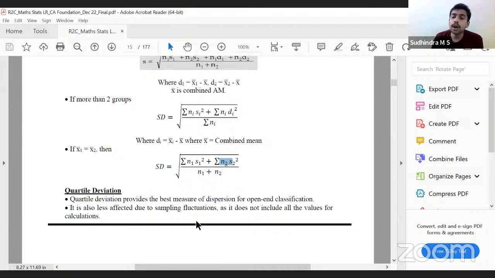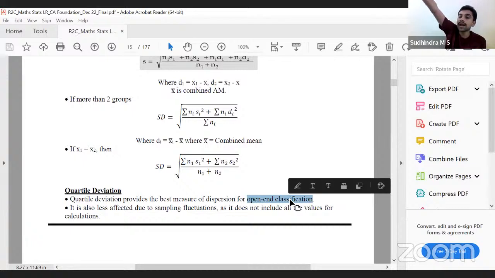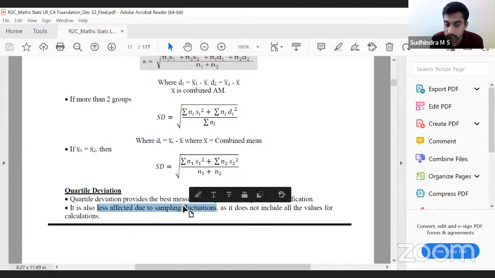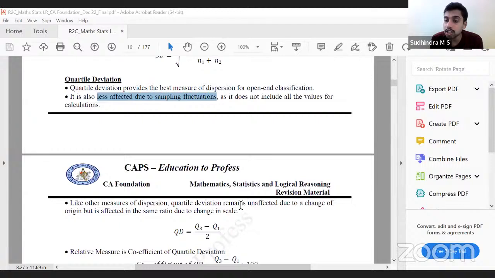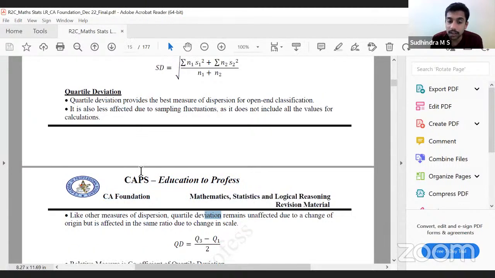Next, we have quartile deviation, the last concept. Quartile deviation provides the best measure of dispersion for open-end class intervals, similar to median. For median, we had the best measure of central tendency for open-end class intervals. This is the best measure of dispersion for open-end class intervals. It is less affected by sampling fluctuation, and the disadvantage is that it is not based on all the observations. And it doesn't get affected by change of origin, but does get affected by change in scale.